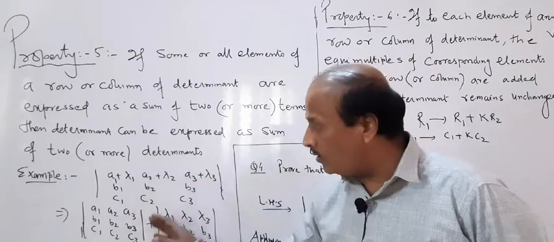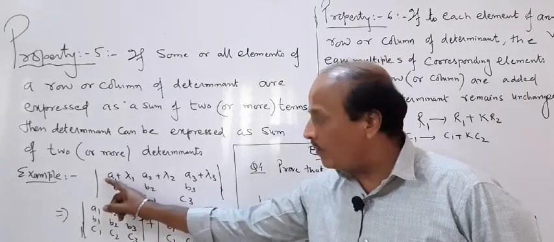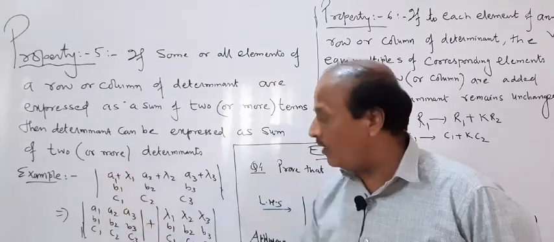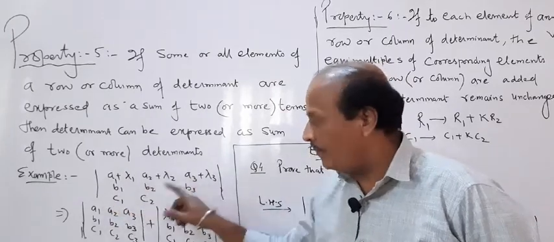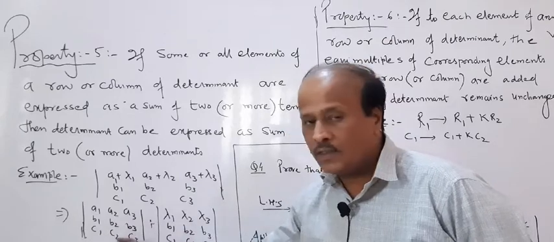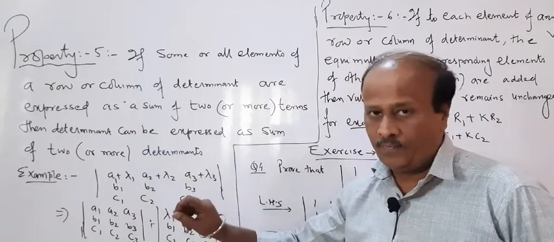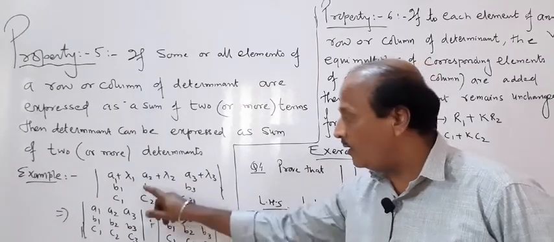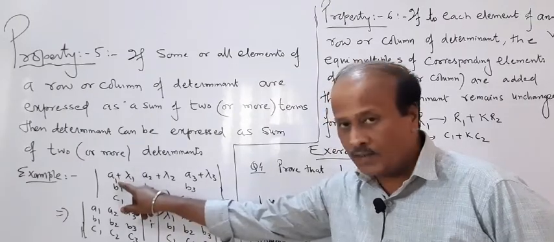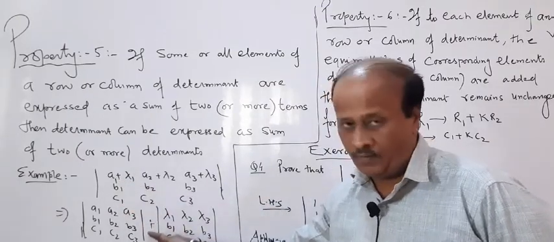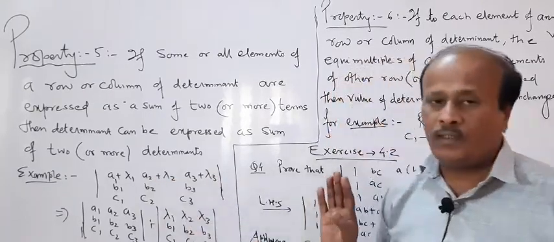But when you convert it into two determinants, the first determinant will have the first term of the earlier determinant, a1, a2, a3, then b1, b2, b3, c1, c2, c3, and then the second determinant will have the second term. So this property is very important. The two determinants will be joined by a plus sign. Suppose we have a minus sign here, then we will have to write minus in between. Then lambda 1, lambda 2, lambda 3, and the rest of the members are going to be the same.